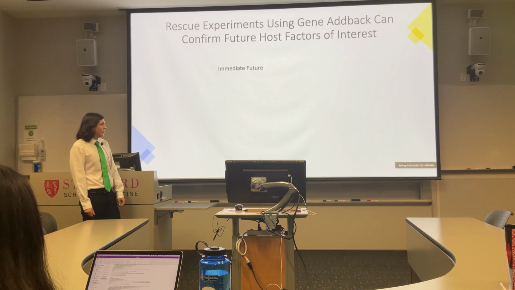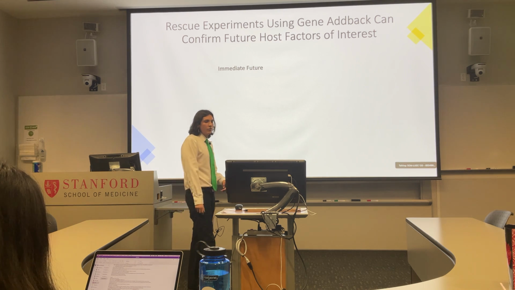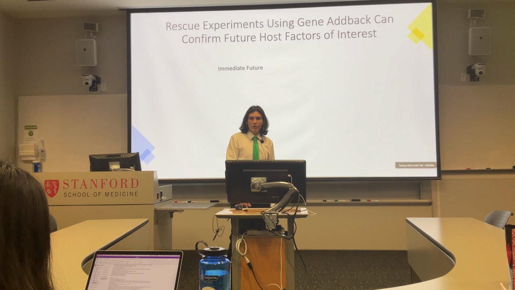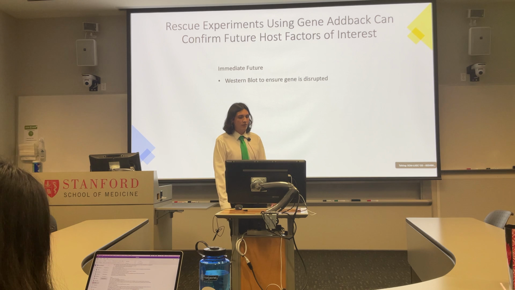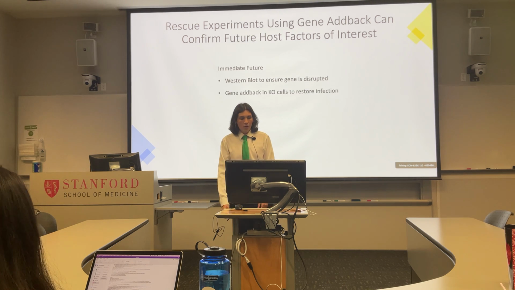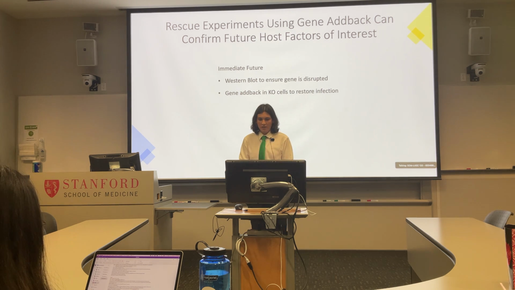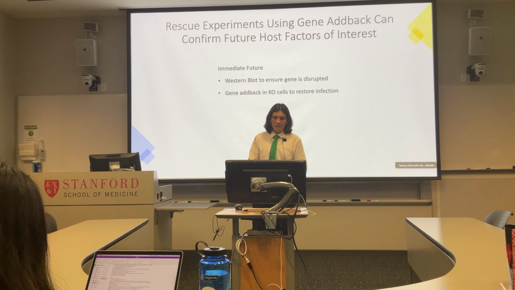But that's all right. If we did find important host factors later on, we could do rescue experiments. We could do gene add back. So in the immediate future, if we did have a host factor that was important, we could do a Western blot. It would show that this gene is actually disrupted. Or we could do a gene add back, where we knock out a gene, watch this infection go down, and restore infection again. But what would this look like?